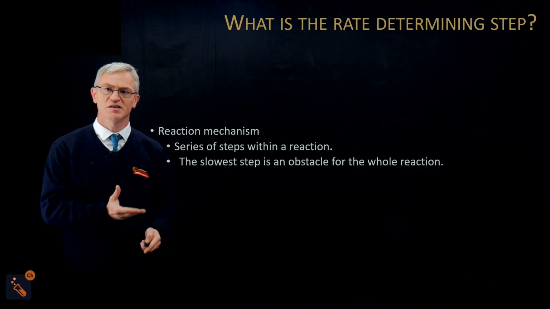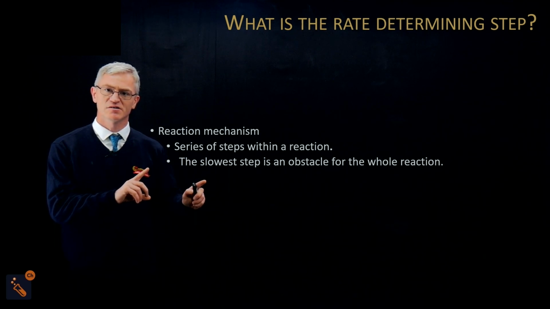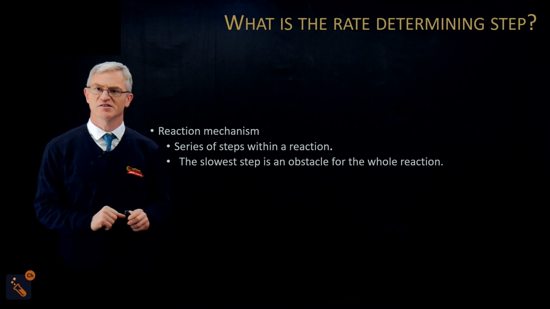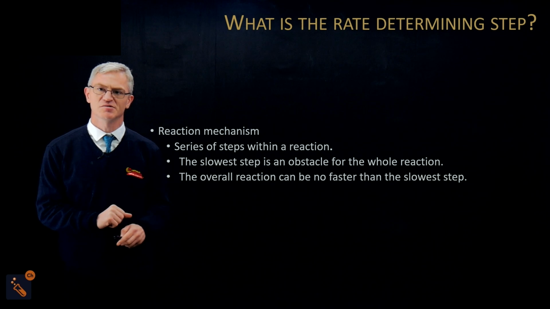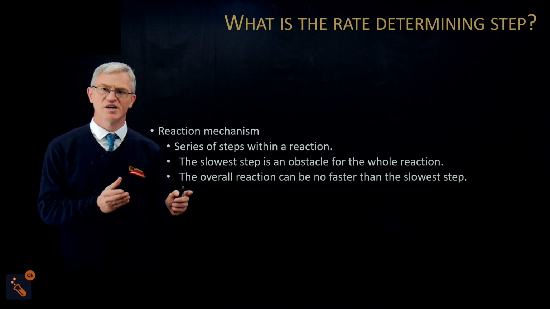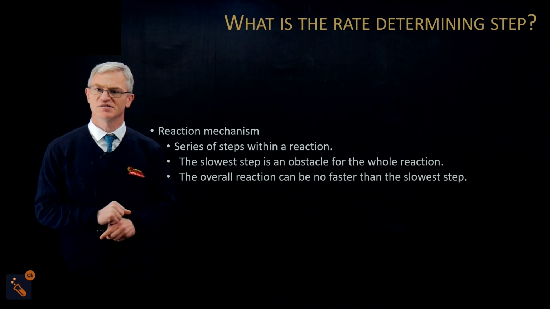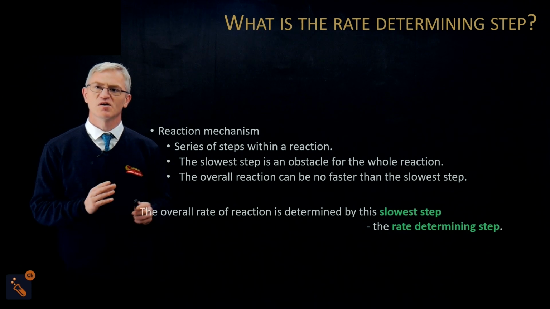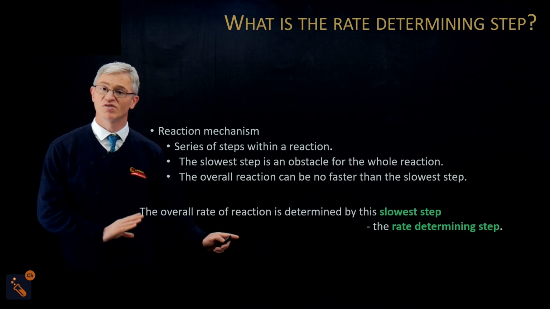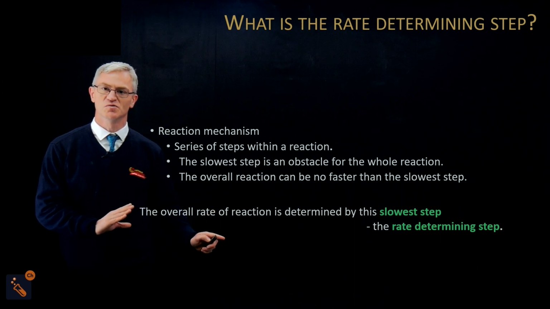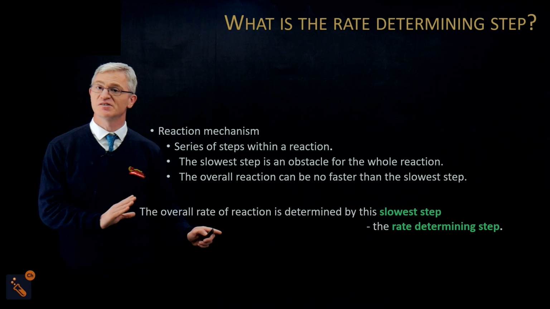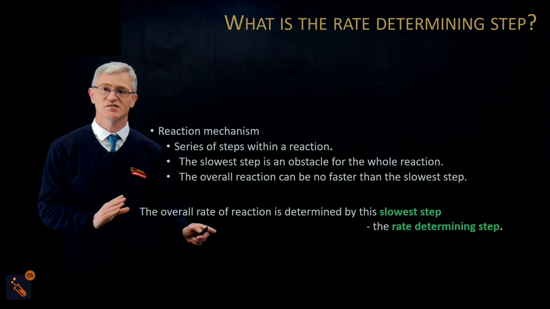So we have to create these series of steps when we do a question in an exam. Okay. Now, the slowest step is the obstacle for the whole reaction. Okay, so that stops everything and slows everything down because everything's based on that slowest step. And the overall reaction can be no faster than that slowest step. So the slowest step is called the rate determining step because it determines the rate overall. And I'll refer to it sometimes as the RDS, as in the rate determining step.